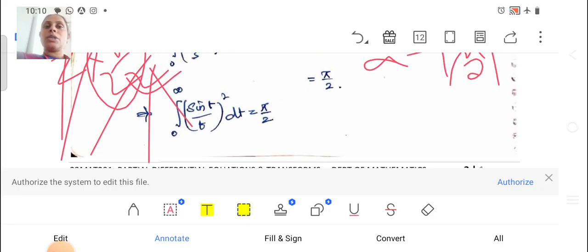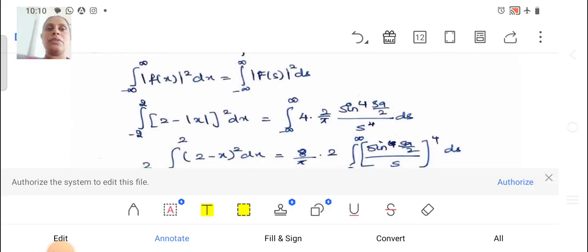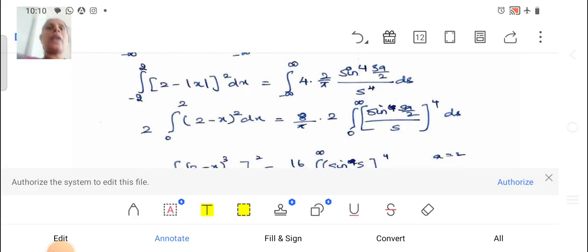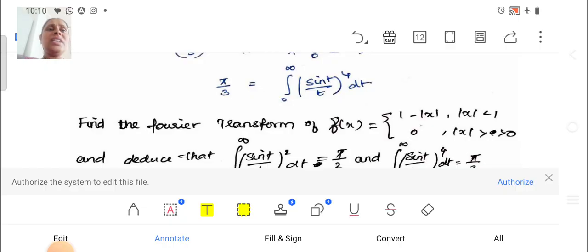In the second deduction part, our question is the whole power 4, but we have the whole square, so then we have to use the higher order, so then we have to use the Parseval's identity formula. In this Parseval's identity formula, integral from minus infinity to infinity of modulus f of x the whole square dx equals integral from minus infinity to infinity of capital F of s the whole square ds. Okay, after substituting the values, we get that it is pi by 3, integral from 0 to infinity of (sin t divided by t) dt.